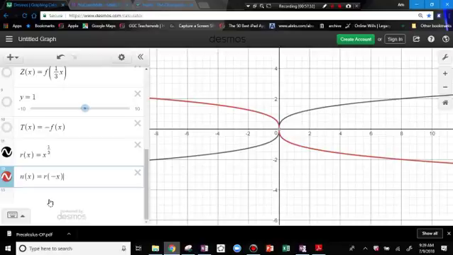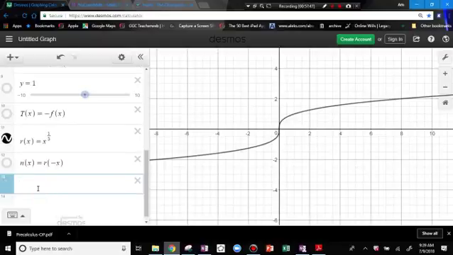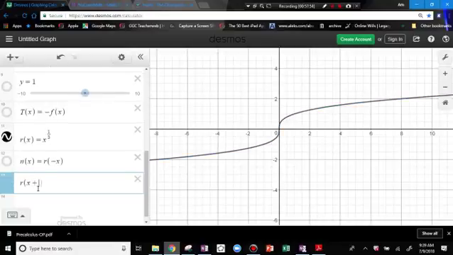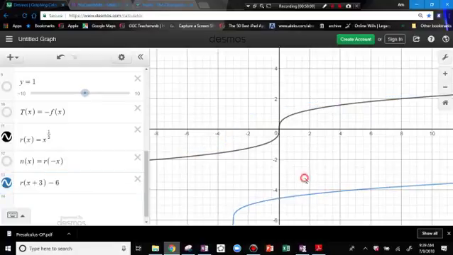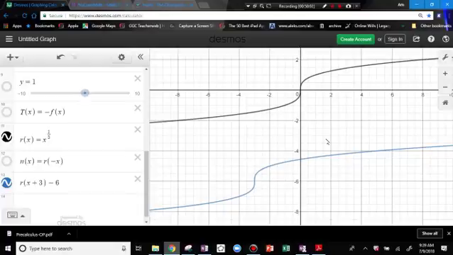Questions about that? That's all of them. We're just going to use them together. So then if I take, we'll turn this one off, r of x plus 3 minus 6, it's not so shocking: the graph of r of x plus 3 minus 6 is the graph of r shifted 3 units left and 6 down.